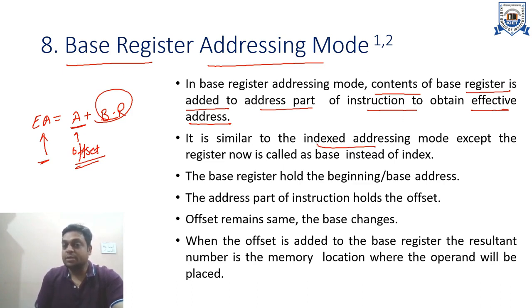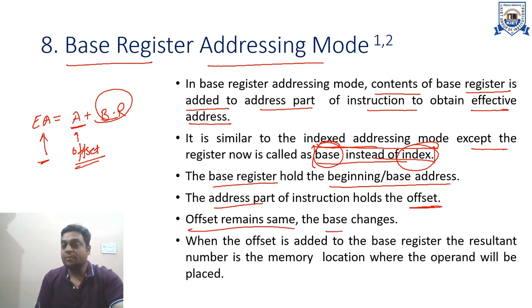It is similar to the indexed addressing mode except that register now is called base instead of index. In the earlier case, we used the index register, but now we have used the base register. The base register holds the beginning or the base address. The address part of the instruction holds the offset as we discussed. Offset remains the same, the base changes. When the offset is added to the base register, the number is the memory location where the operand is placed.